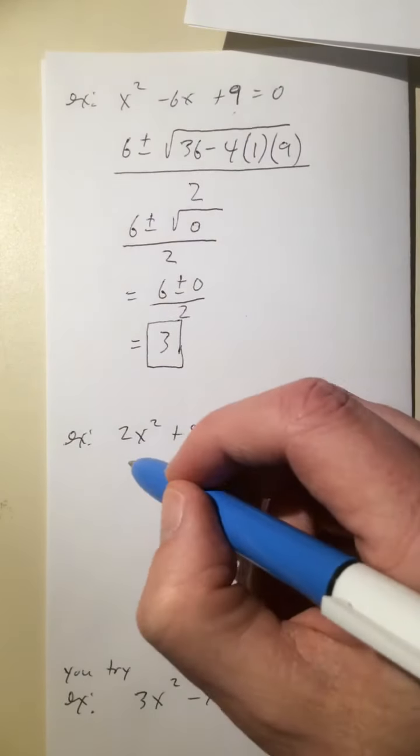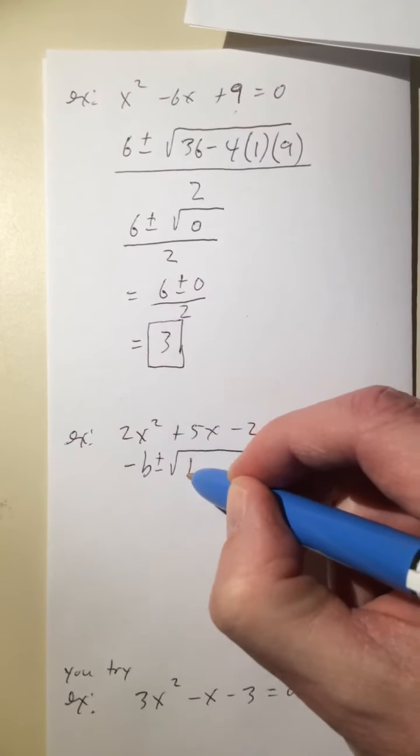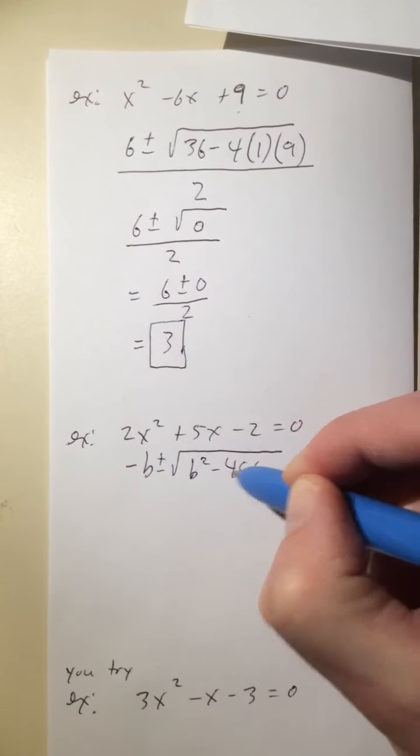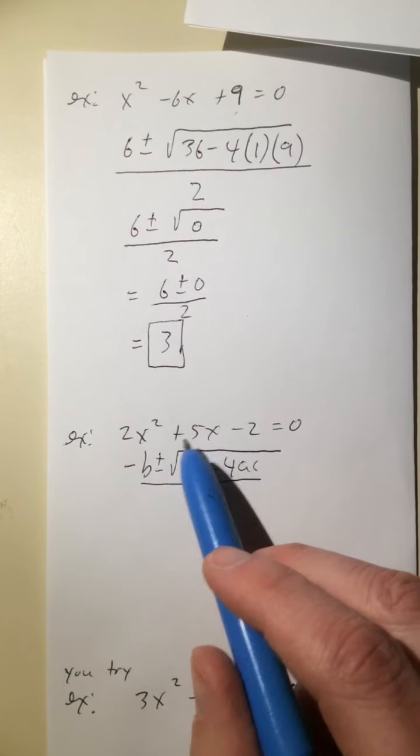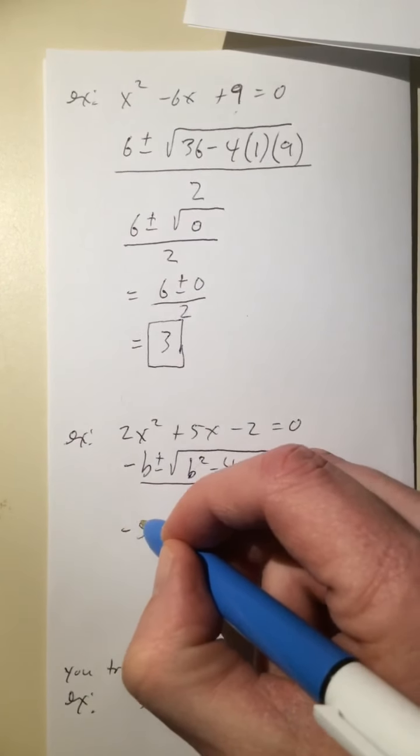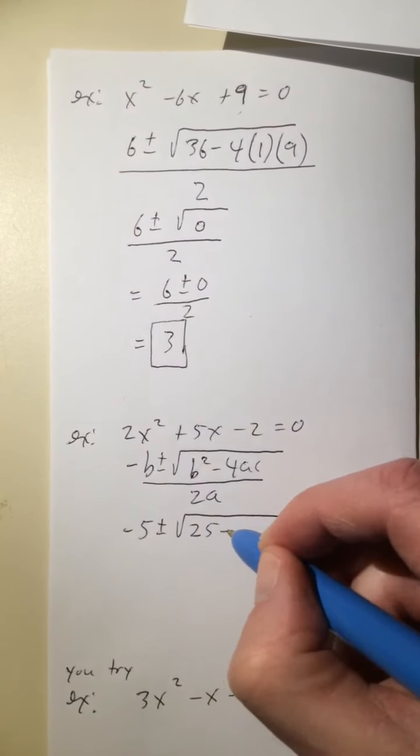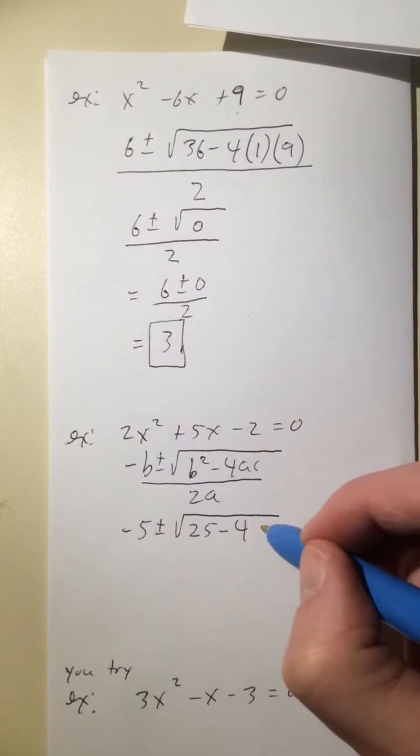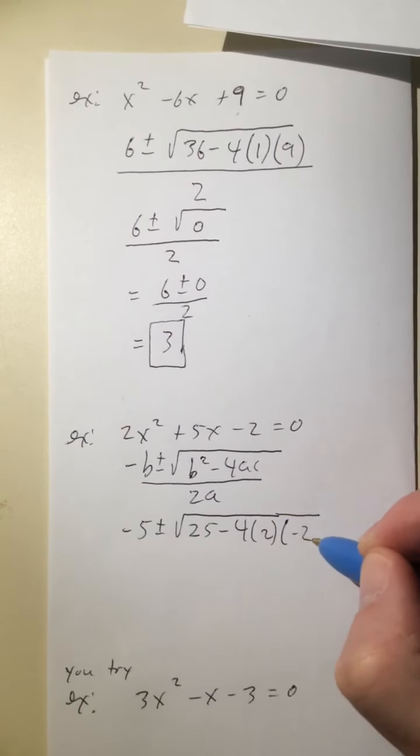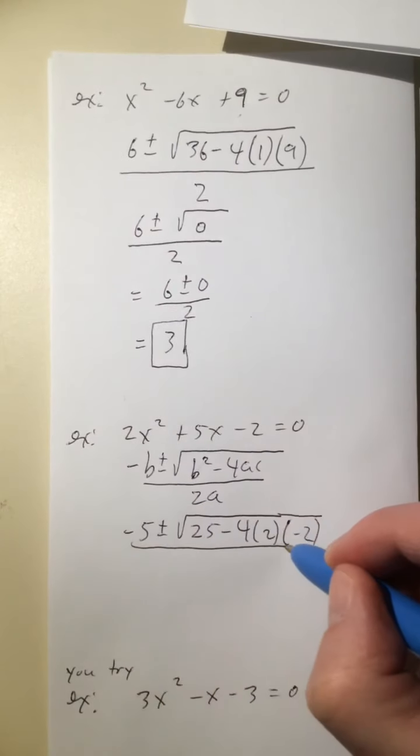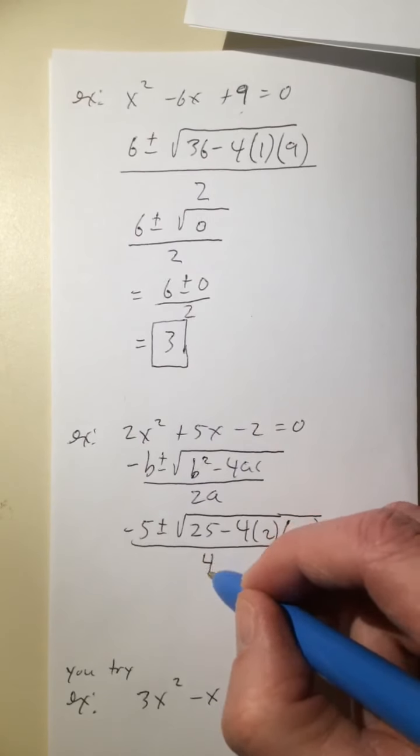So again, just using our little formula, I'm just going to remind you of the formula in case it's not set there yet, even though I skipped it in the last problem. So we're just going to plug in the b where it belongs. So we got -5 plus or minus the square root of b squared, which is 25, minus 4 times a, which is 2, times c, which is -2. And all of that is over 2 times a, and a being 2, so 2 times 2 is 4.